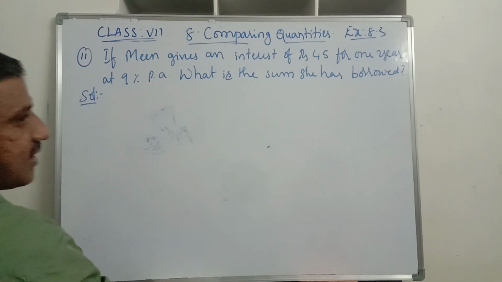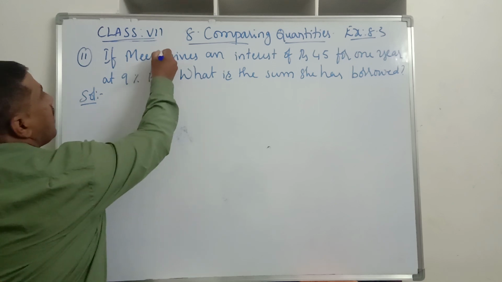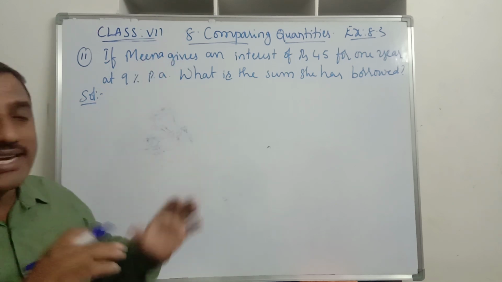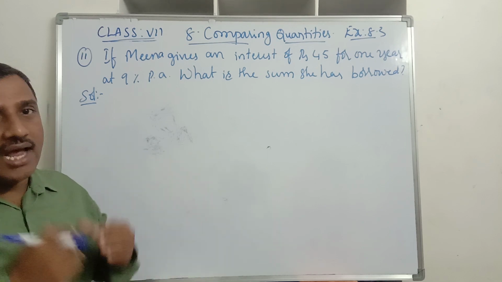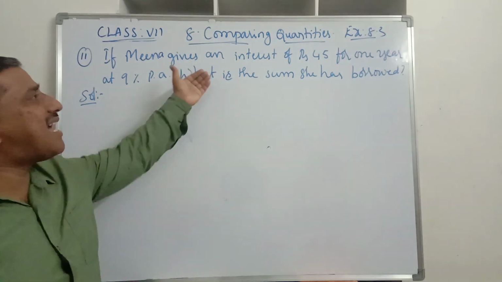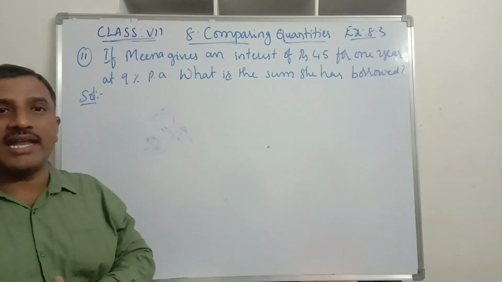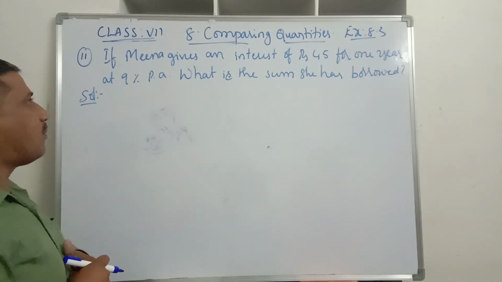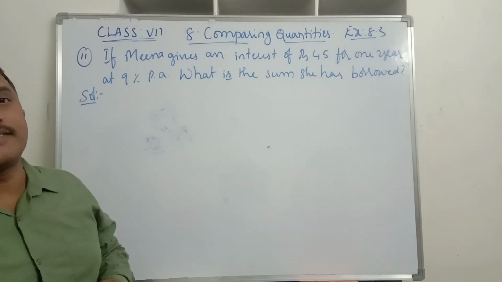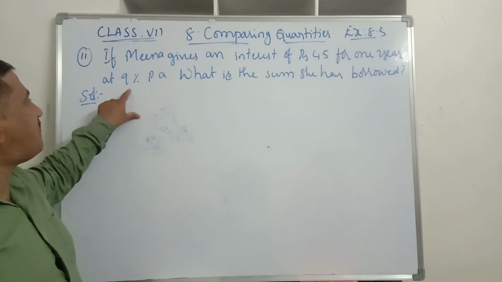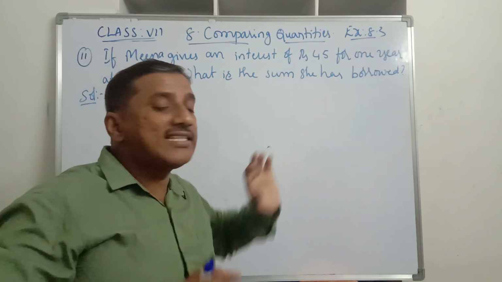Now we'll discuss question number 11. If Meena gives an interest of rupees 45. So Meena, a lady, she gave 45 rupees as an interest for 1 year. Time is 1 year. Interest is 45 rupees at 9% per annum. 9% per annum means rate of interest is 9%. What is the sum she has borrowed?